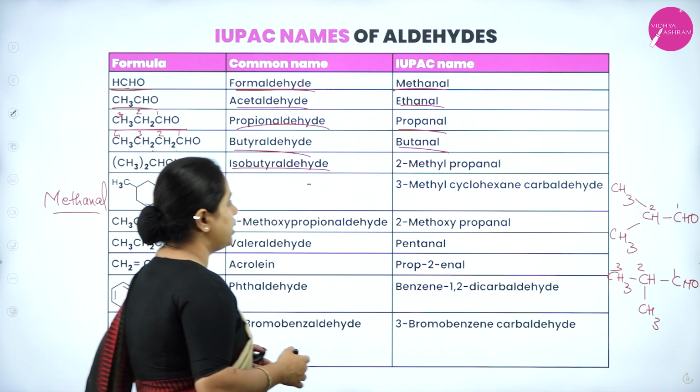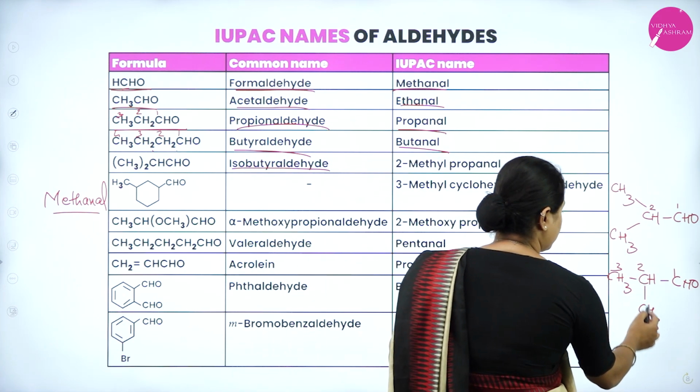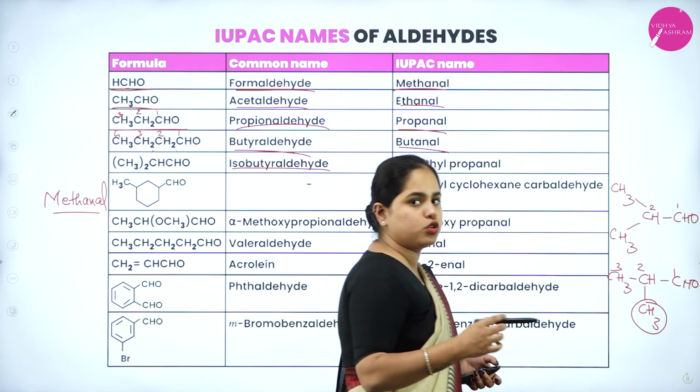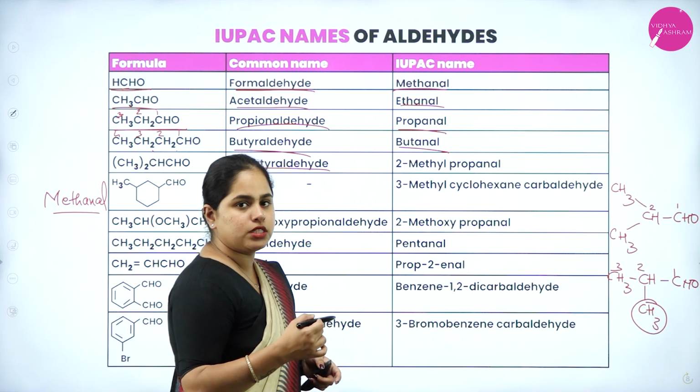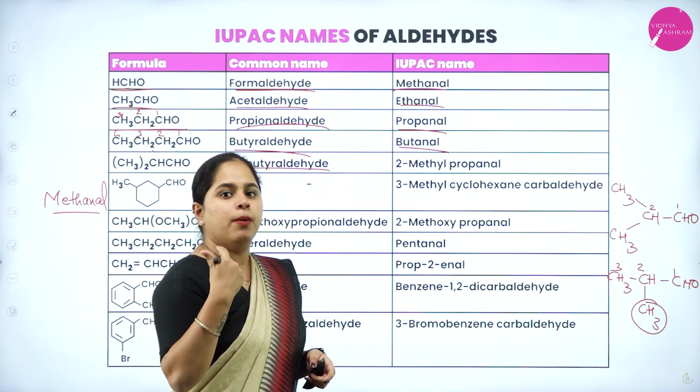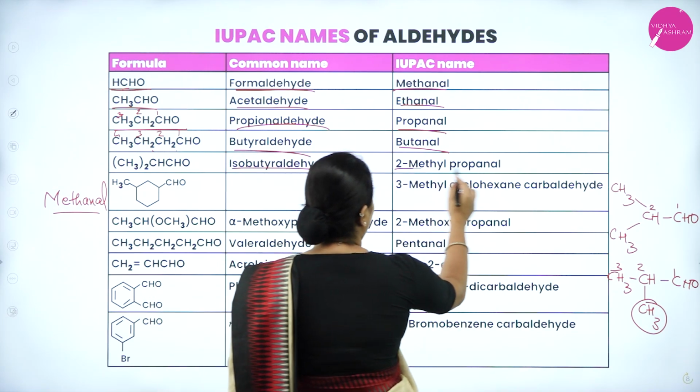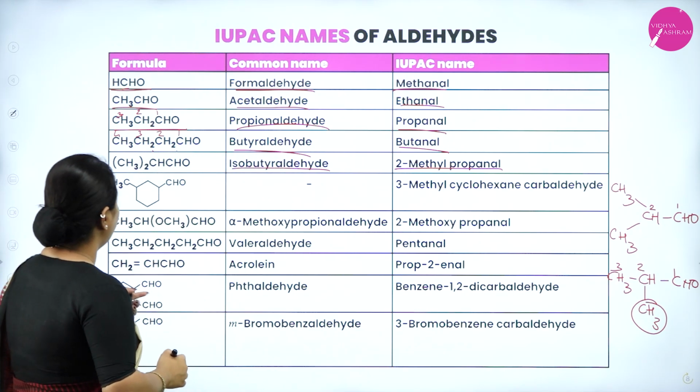So what will be the IUPAC name according to this? 2-methyl. On the second carbon atom, you have a methyl group. So this is 2-methyl, and which is the principal chain? 3 carbon atoms, so it is propane, right? So 2-methylpropanal it will come. Clear? Now moving on to the next one.